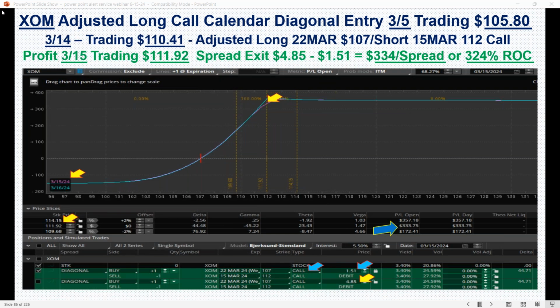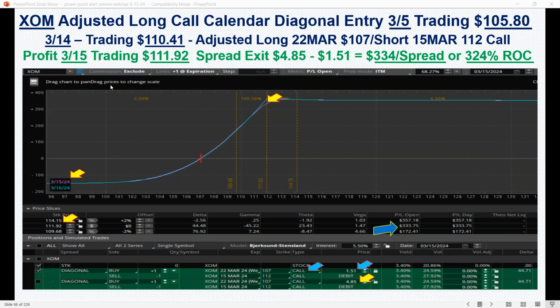So here it is on the 14th, trade 110.41, made another adjustment. Now we are long the 22 March. We rolled the whole spread up a little bit more to lock in profits. So now we're long the 22 March 107, short that 15 March 112. So we widened the spread, rolled it up, locking in more profit. And now we've reduced the spread cost down to $1.51. We've got a wider spread. Now it's at $4.85. So it's up $334 or 324% return.